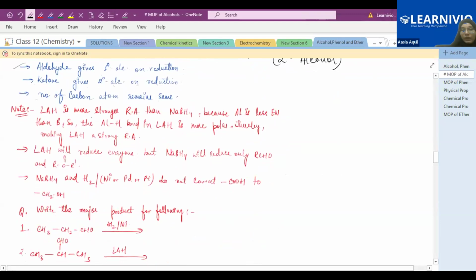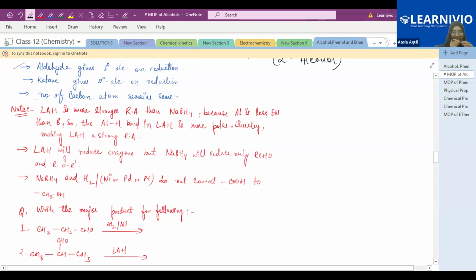What I explained to you: lithium aluminium hydride is a stronger reducing agent than sodium borohydride. Why? What's the reason? Because aluminium in lithium aluminium hydride is less electronegative than boron. So the aluminium-hydrogen bond in lithium aluminium hydride is more polar, due to the electronegativity difference between aluminium and hydrogen, thereby making lithium aluminium hydride a strong reducing agent.